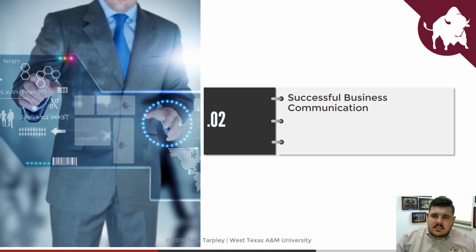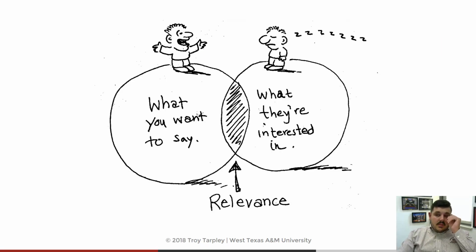So let's take a look at successful business communication. I think this is a great image of what one person wants to say, what the other person is actually interested in, and what is relevant to both people within this interpersonal situation. Relevance is only a small portion. So think about what's relevant. That's what you need to talk about.